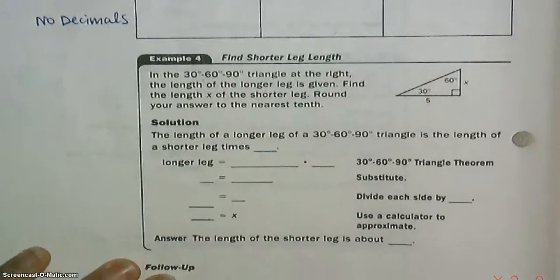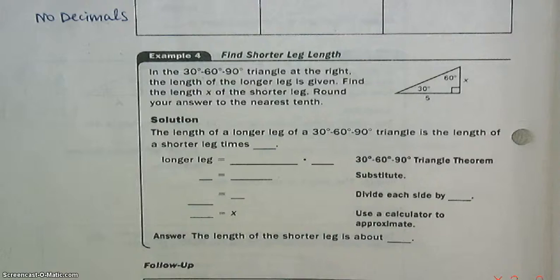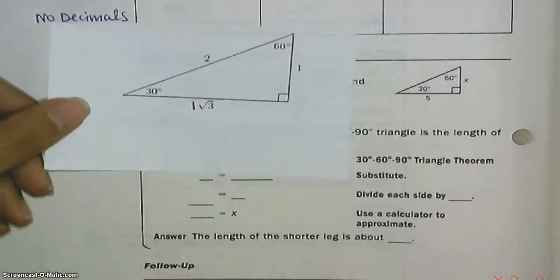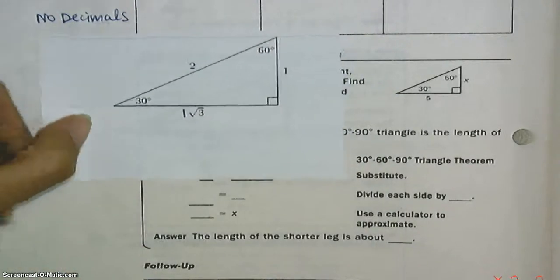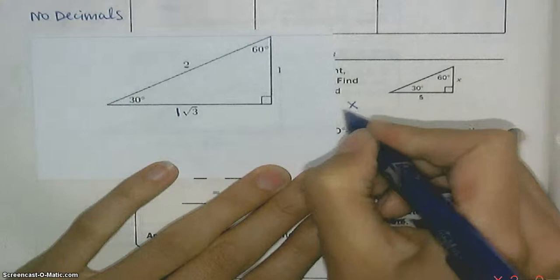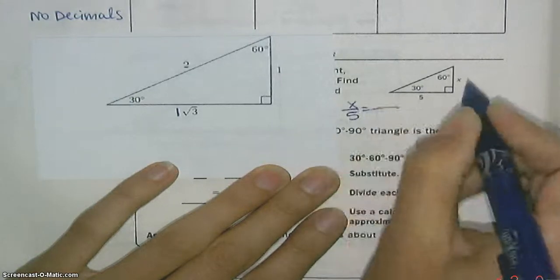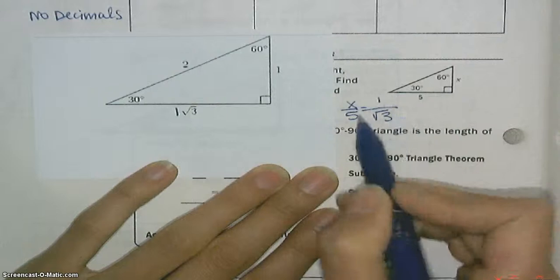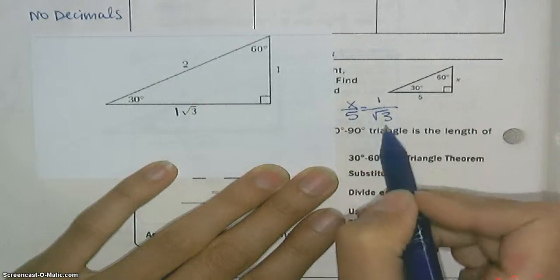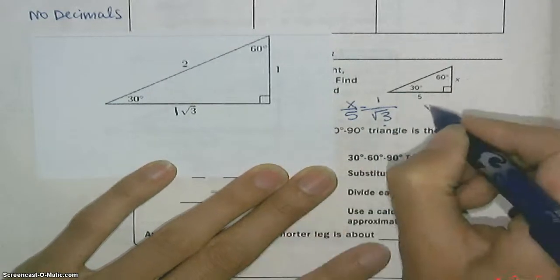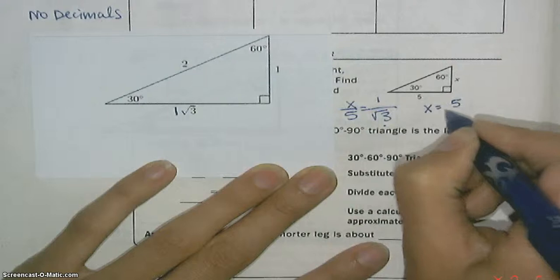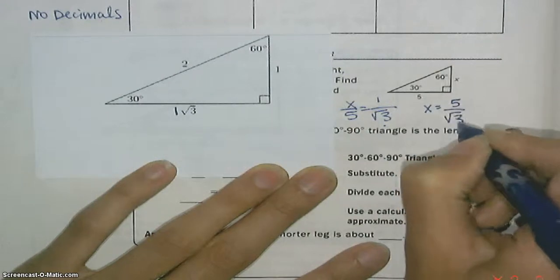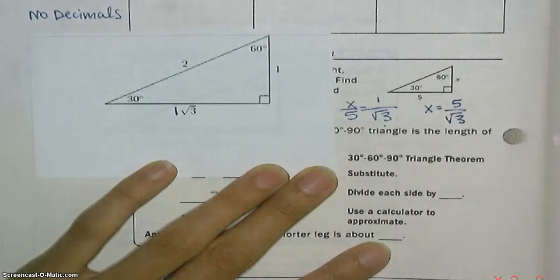So here we go. Here's another example. We're trying to find the x, the shorter leg. So turn our triangle so that it matches up. x is to 5 as 1 is to root 3. So here we got 5 times 1 divided by root 3. So now we have 5 divided by root 3, not multiplied by. So this is a little bit different.